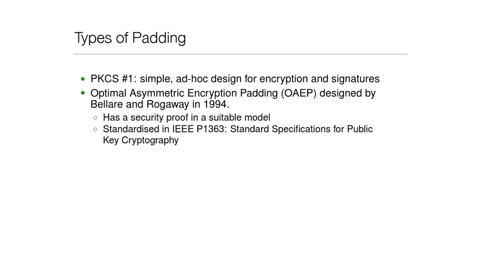The RSA OAEP padding scheme has a security proof in a suitable security model. Because of that, it is guaranteed. But PKCS1 is just an ad hoc design, not with a security proof. This OAEP was standardized in the IEEE standard specifications for public key cryptography. It was standardized after PKCS1 was found to be vulnerable to an attack.